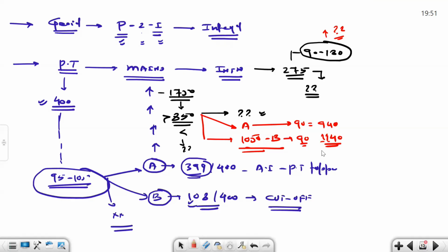Both of them, maybe. But B would be on a very high rank and A would be on a slightly lower rank. Yes, sir. Okay.